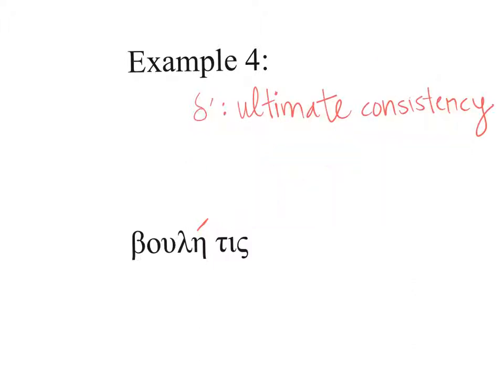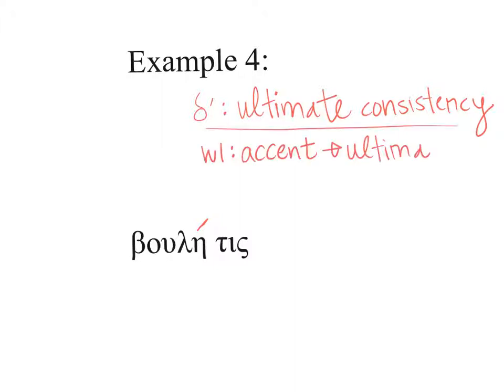Now rule delta looks a bit promising because it's called ultimate consistency. So rule delta is that when word 1 has an accent on the ultima, which our word does, boule, the acute doesn't change to a grave, and the accent stays where it is. So this boule is going to stay put. But what about our enclitic? Does it get an accent?